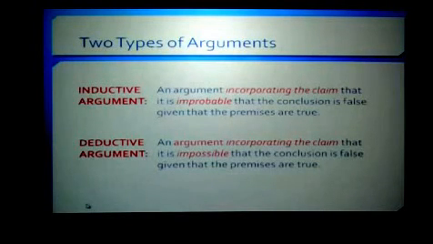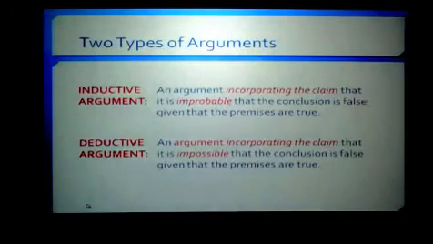So here we have two different types of arguments, inductive arguments and deductive arguments, and they are differentiated by the fact that they use different reasoning, inductive reasoning and deductive reasoning. However, in each case, you'll have a claim being incorporated, okay? And this is very, very important. The reason why this is very important is because there's a difference between a good inductive argument and a bad inductive argument, and a good deductive argument and a bad deductive argument. And what differentiates good arguments from bad arguments is whether or not this claim that's incorporated becomes fulfilled. We'll discuss this further later on.